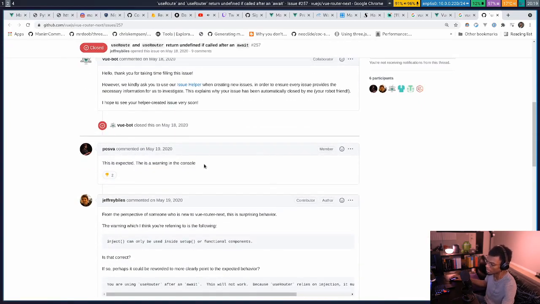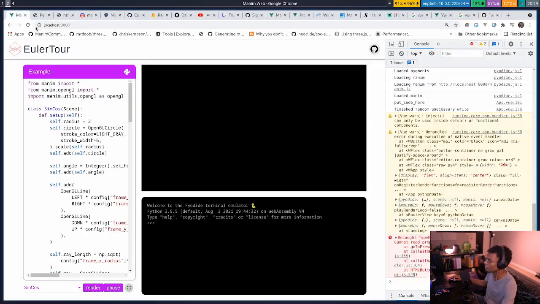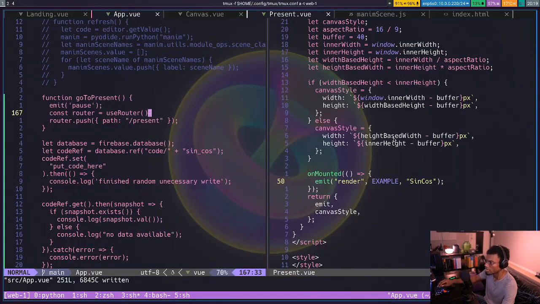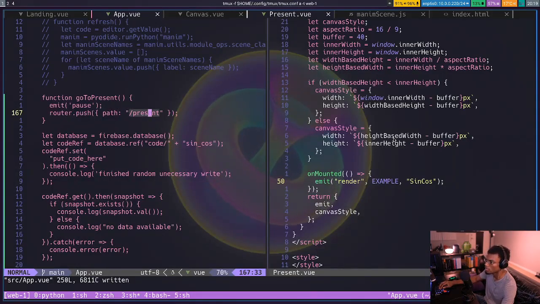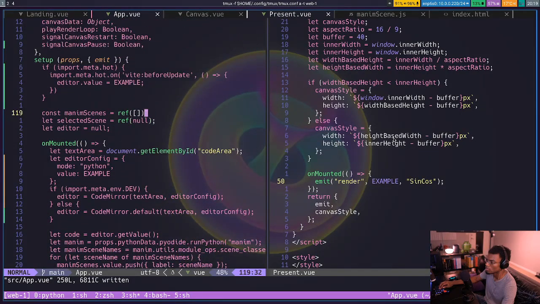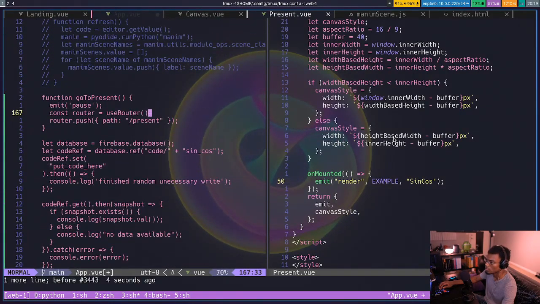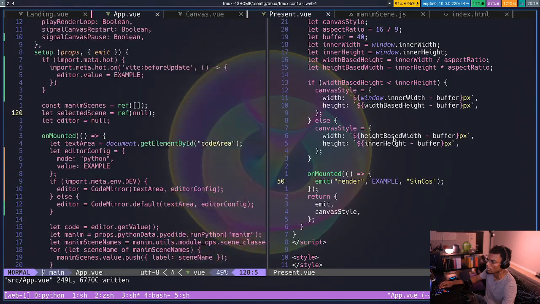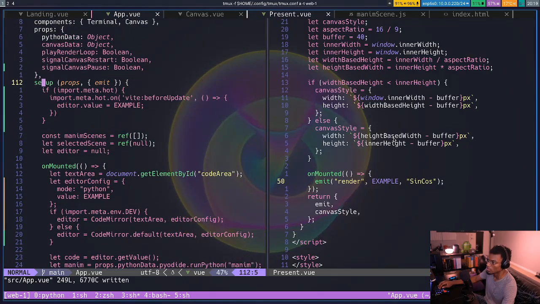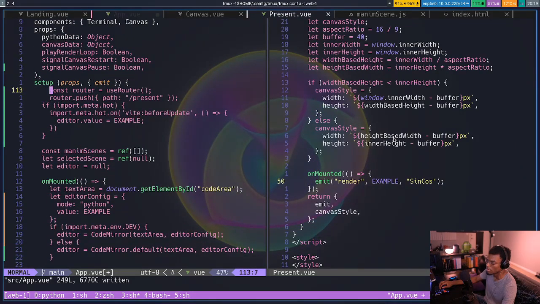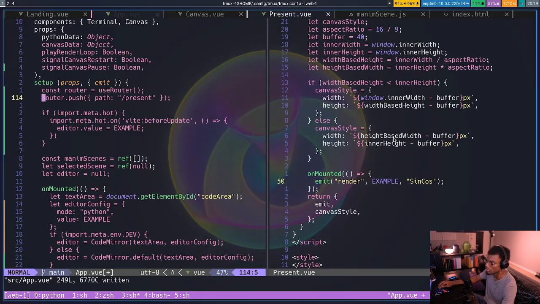There's a warning in the console. Inject can only be used inside setup or functional components. Did I do it within onMounted?